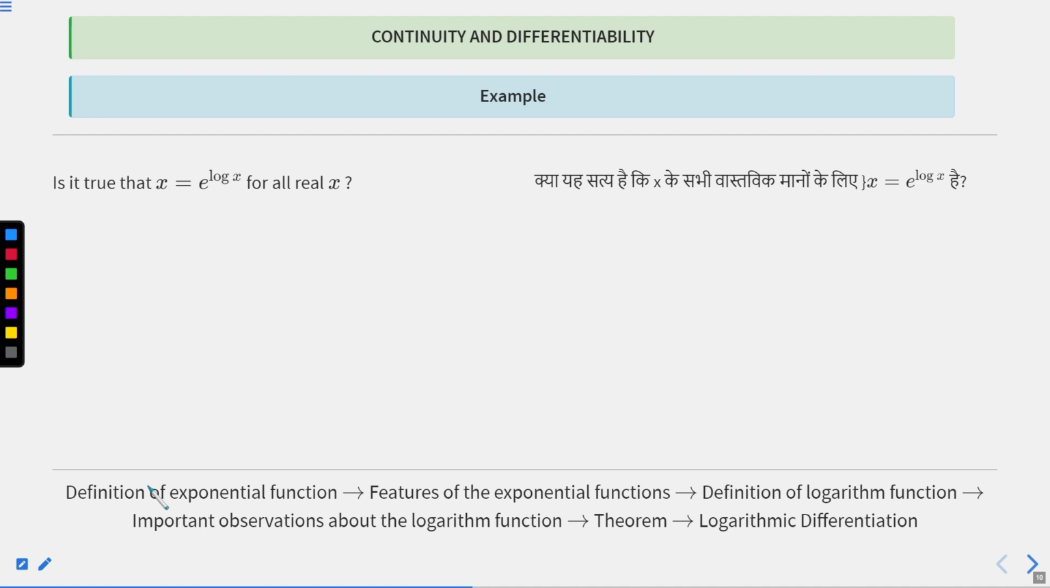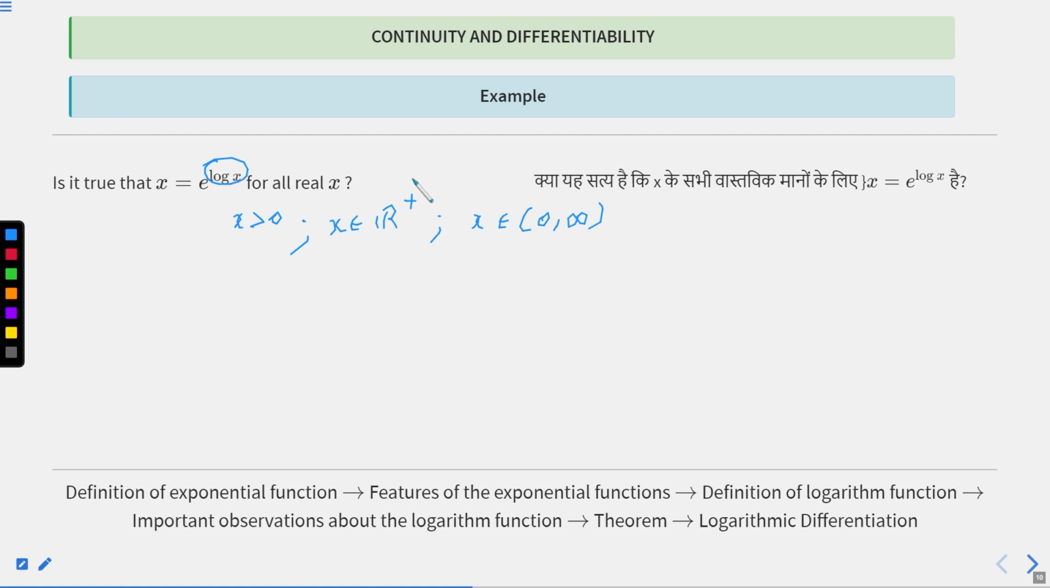Now, is it true that x is always equal to e^(log x) for all real values of x? No. Why? As you can see, in log x the domain is all positive real numbers. x must be this; in other words, x must be this. These are the same things, just different types of notation.